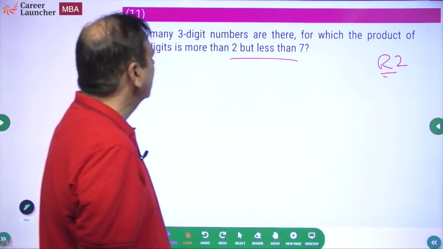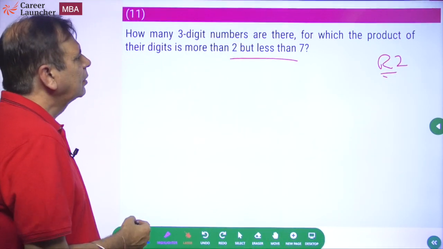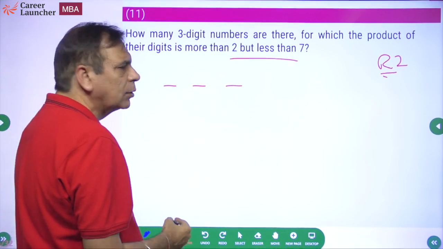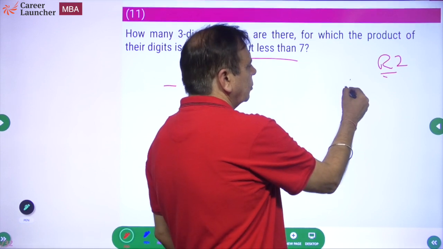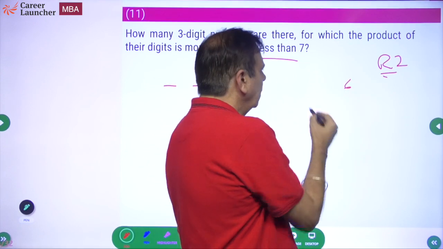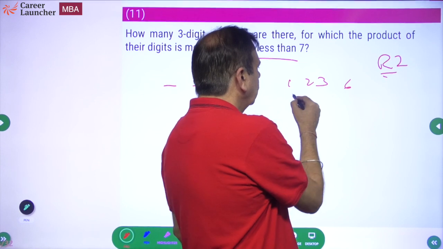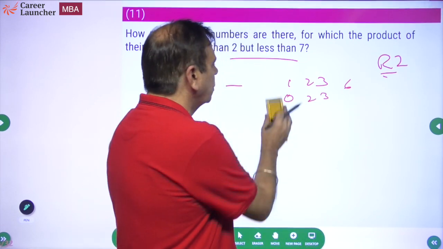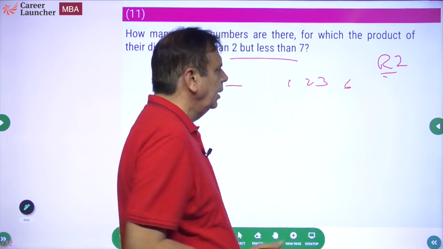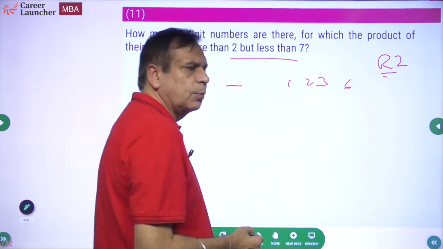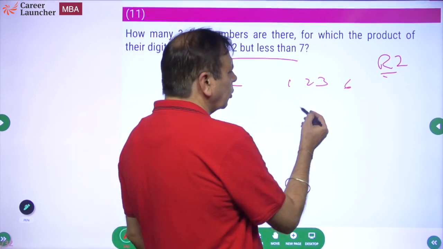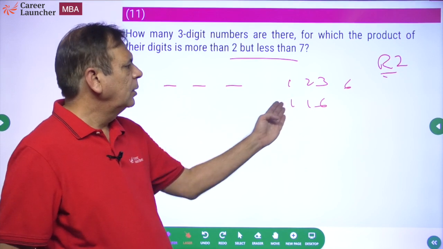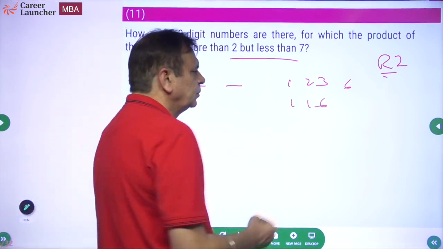How many 3-digit numbers are there for which the product of digits is more than 2 but less than 7? Round 2, yeah. Again the same work has to be done, make cases and check each one of them. Product of digits less than 7, what can be the product? 6. Okay, it can be 6, 1, 2, 3. It could be 0, 2, 3 also. Oh, no, not 0, 2, 3. Sorry, product of digits. Any other case possible? No. Then you will have to say case product 5 possible. 6 is also possible. 1, 1, 6 is also possible. So 1, 2, 3, 1, 1, 6. Any other case possible?